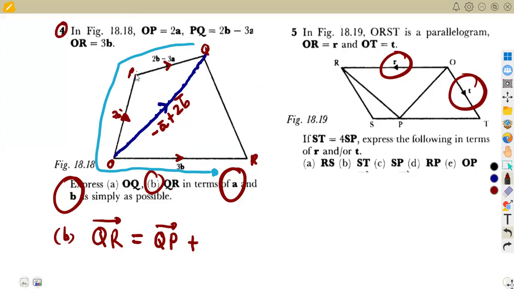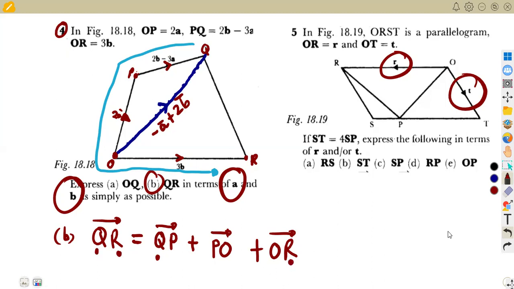Where are we now? From P to where? To O. From P going to O. Remember, this is the direction. So we now move from P to O. Then from there, we move from where? From O to R. Plus OR. This is what we have.